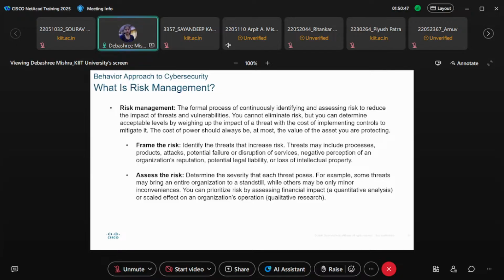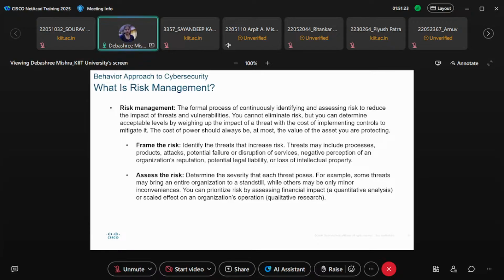Next, assess the risk. For that you need to determine the severity of that particular threat. For example, some threats may bring the entire organization to a standstill, meaning no client will be able to have trust in this organization, so it is impossible to convince them. So you can prioritize this risk by assessing the financial impact or the organizational reputation. Okay.